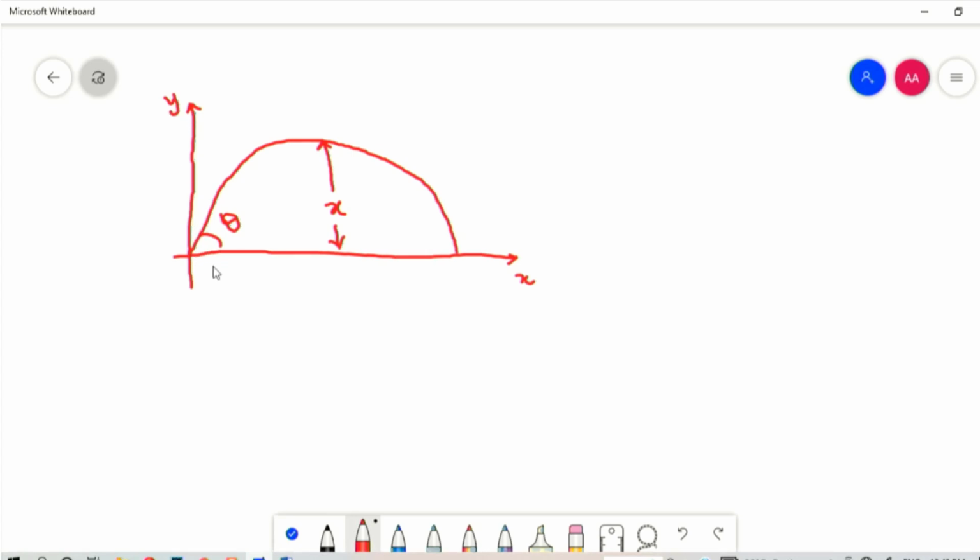Now this is the velocity, which is v naught, and this velocity will have 2 components, one along the x-axis, let's call that vx, and another component along the y-axis, which is vy. Okay, then the distance between the point of projection of the particle to the point where the particle hits the horizontal plane is called the range.